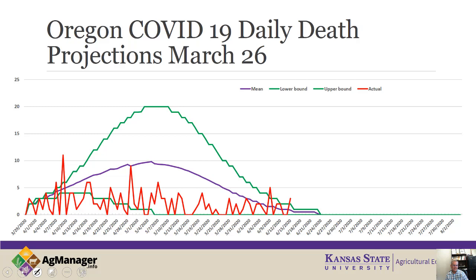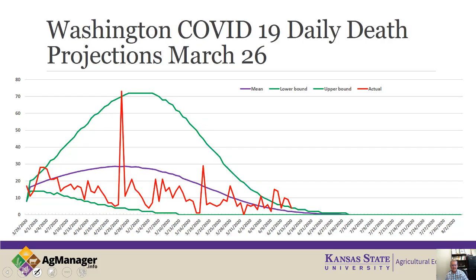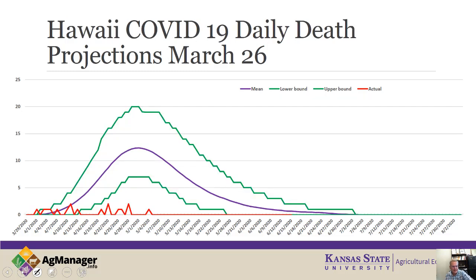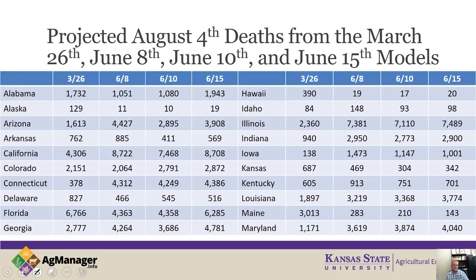Oregon seems to be fairly flat throughout June, and Washington, again, fairly flat over the first part of June. Alaska had a couple deaths in the last week, and in Hawaii, again, they've been doing well. Since the first part of May, they've been without a death due to COVID.